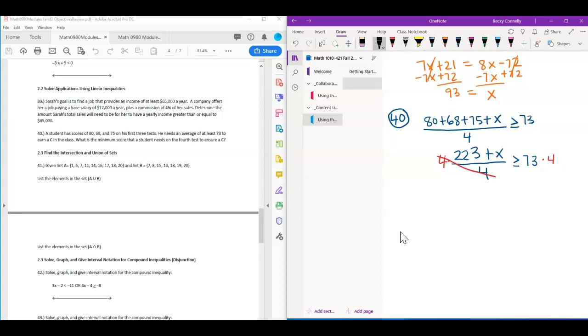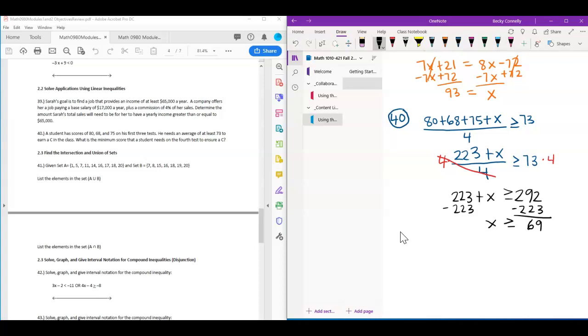So that's super awesome. So now we have 223 plus x has to be greater than or equal to 73 times 4, which is 292. And then to get x by itself, let's just subtract that 223 over. All right, so x needs to be greater than or equal to 69. So he needs a score of 69 or better on that next test.